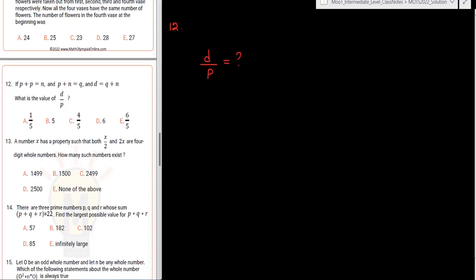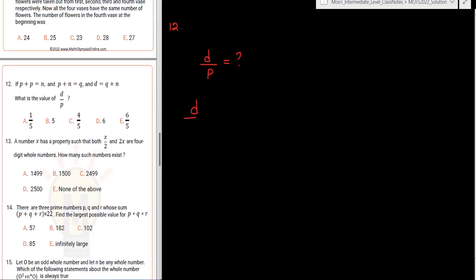How much is that? If you look at the choices, there are no alphabets in the choices. It's a number. So that means if you substitute the values for D and P, they should kind of cancel each other and it becomes a number. That's kind of interesting. Let's see how it happens.